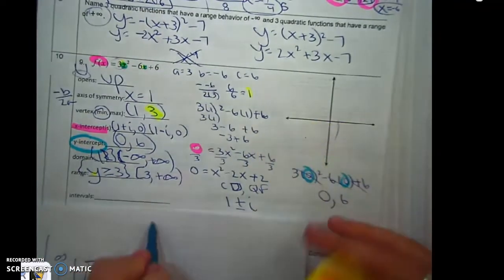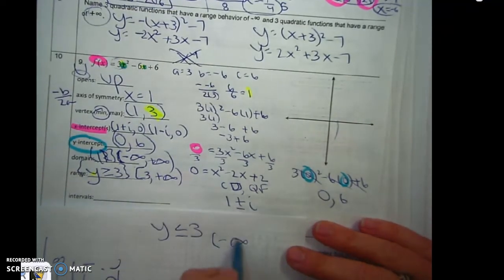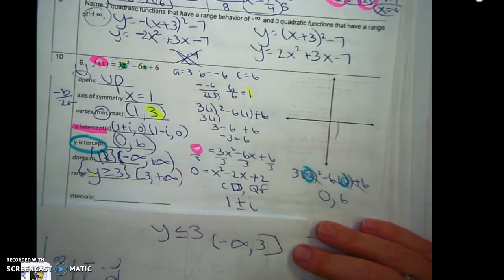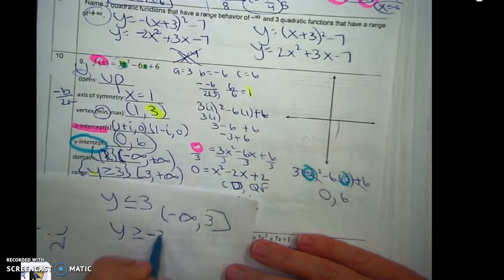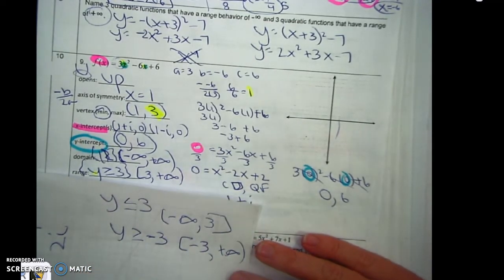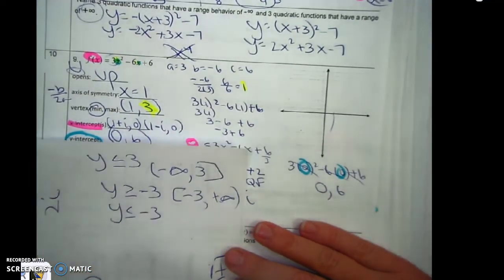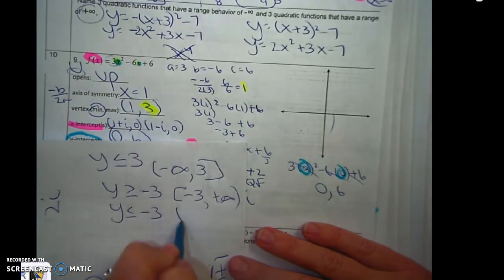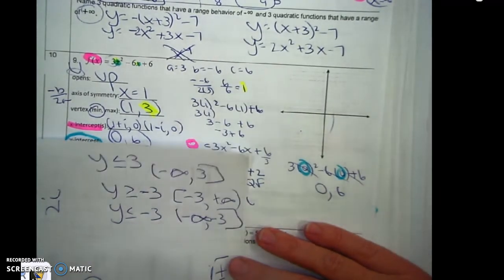If your answer was y is less than or equal to 3, then it would be negative infinity, positive 3 bracket. Just keep that in mind. If it was y is greater than or equal to negative 3, then it would be negative 3, positive infinity, parenthesis. And if it was y is less than or equal to negative 3, then it would be negative infinity, negative 3 bracket. Okay? All scenarios.